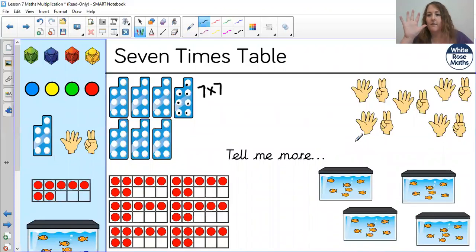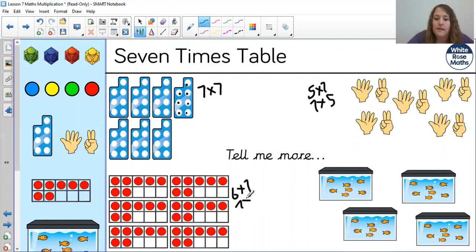Over here on the right hand side, I've got the hands. So I've got 5 fingers and 2 on the other, so it's showing 7, and there are 5 children showing their fingers. So we can see it's 5 times 7 or 7 times 5. Okay, down to the left here, we've got our tens frames with 7 counters in each one, and there are 6 tens frames. So it's showing 6 times 7 or 7 times 6. And finally, over here at the bottom right, we have our fish tanks, each with 7 fish inside, and there are 4 tanks. So it's showing 4 times 7 or 7 times 4.